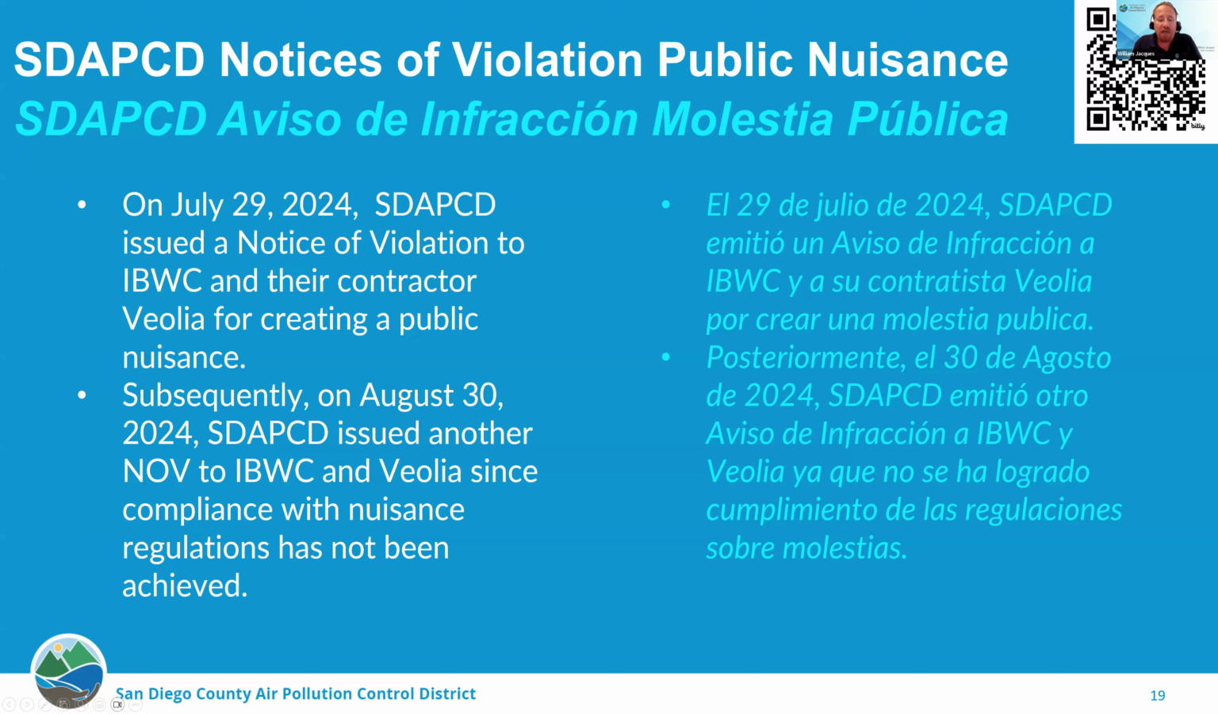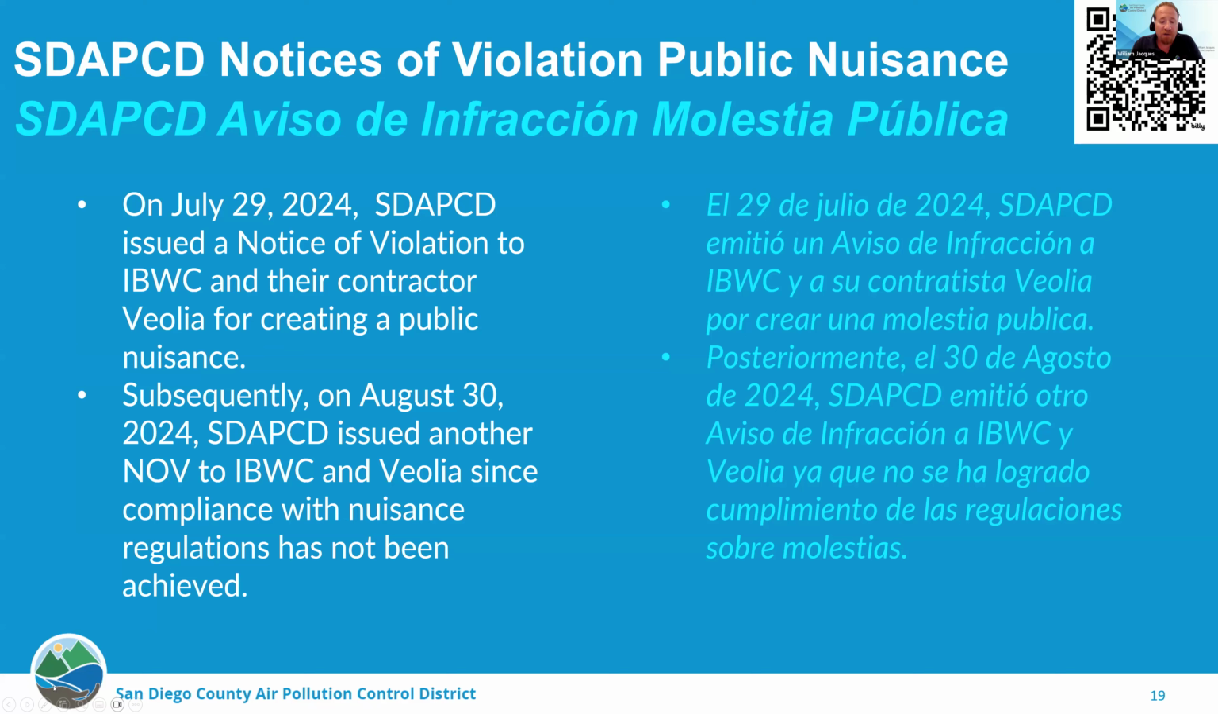On July 29th, 2024, San Diego Air Pollution Control District issued a notice of violation to IBWC and their contractor Veolia for creating a public nuisance. Subsequently, on August 30th, 2024, SDAPCD issued another violation to IBWC and its contractor Veolia, since we have not been able to document compliance with public nuisance regulations. The notices of violations were issued because we have been documenting strong odors that are negatively impacting communities, which is a public nuisance and a violation of SDAPCD's Rule 51 and state law.